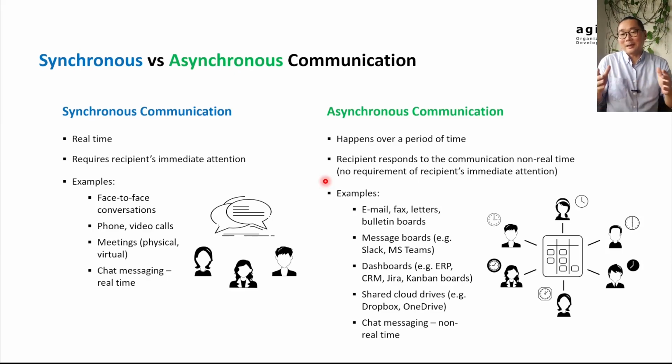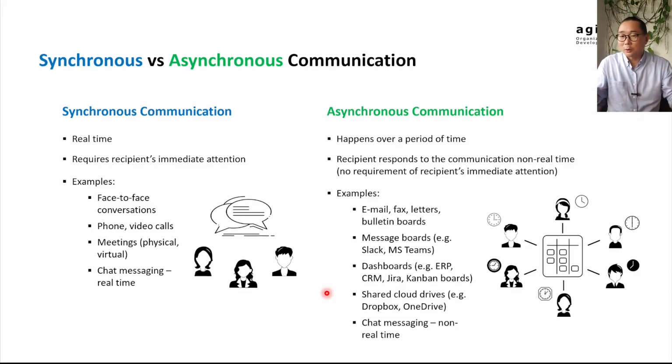And then we have the tech-enabled ones, like the digital messaging boards, like Slack and MS Teams. The whole bunch of business dashboards such as ERPs, enterprise resource planning tools, which is a giant industry in itself with SAP, Oracle, and so on. CRMs, which is customer relationship management tools, such as HubSpot. And then for us agile professionals, Jira, Kanban boards, and so on. These are all examples of the many modern tools we use for asynchronous communications.